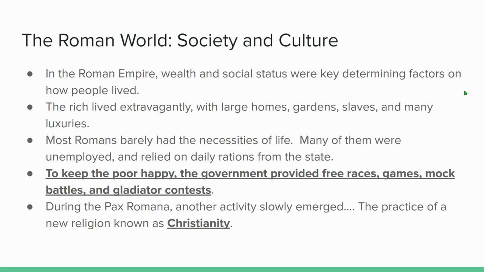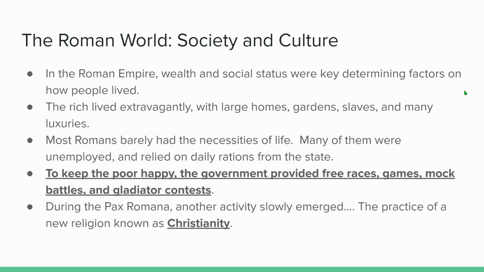So, in order to keep the vast majority of poor citizens happy within the Roman Empire, the government actually provided a lot of other things for them. They provided free races, free games, mock battles that they could enjoy, and also gladiator contests. So they could travel to the Colosseum and watch these gladiators fight to the death, as well as watching chariot races and being involved in all kinds of activities.